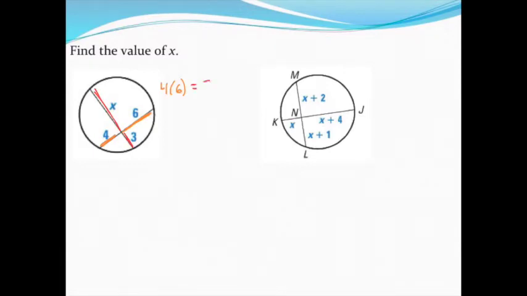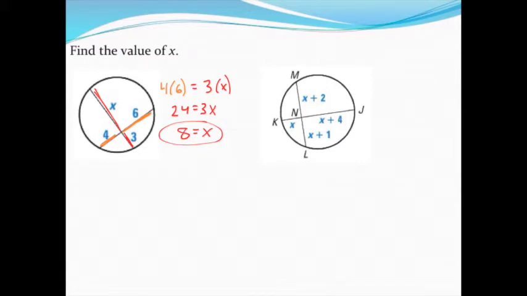And so this will allow us to write this equation: 4 times 6 equals 3 times x. The two pieces of each chord multiplied together equal each other. So solving this very simple equation, we get 24 is equal to 3 times x. Dividing both sides by 3 tells me that x is equal to 8 in this case.